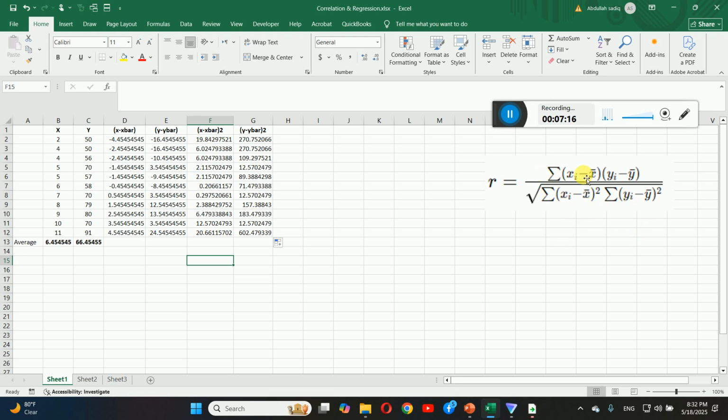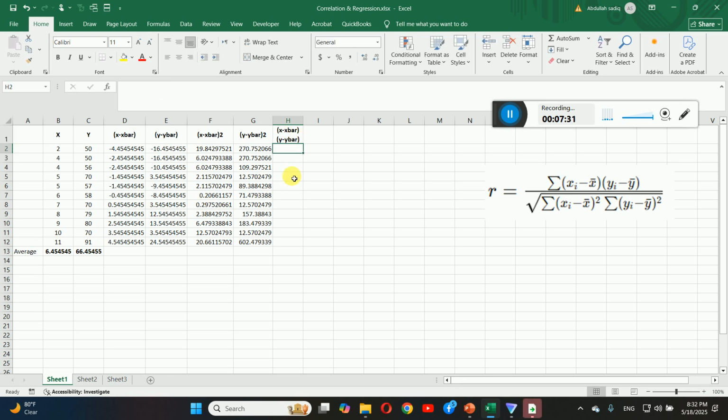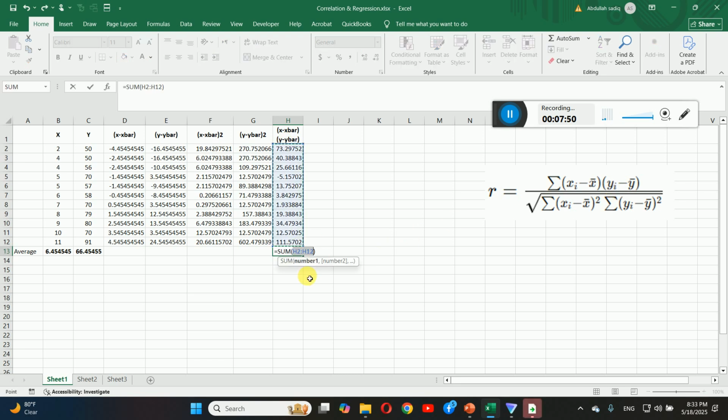So you should compute the product of x minus x bar and y minus y bar. You can say x minus x bar into y minus y bar. Okay, this is the product. For this product value, just multiply these two values. This is giving you the product. Okay, just drag it down, dear students. Now we need the summation of the product of x minus x bar and y minus y bar, and this is a value. You just take its summation. Summation means just the sum or the total of this.